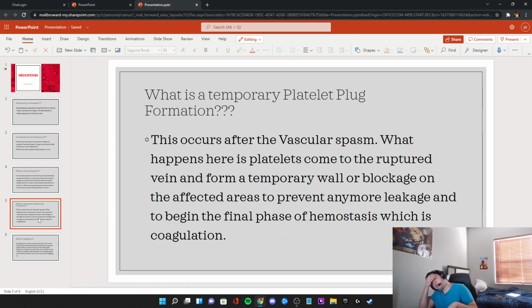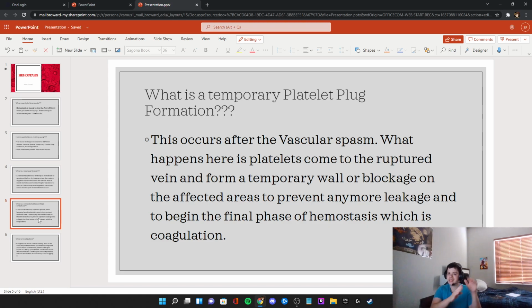So, temporary platelet plug formation. These platelets, which your body creates, are meant to prevent more blood from coming out. Everything revolves around preventing blood from coming out. So this goes in and sticks itself to the block, and forms a block. Imagine this is the cut, and the blood's coming out. This goes in to prevent blood coming out.